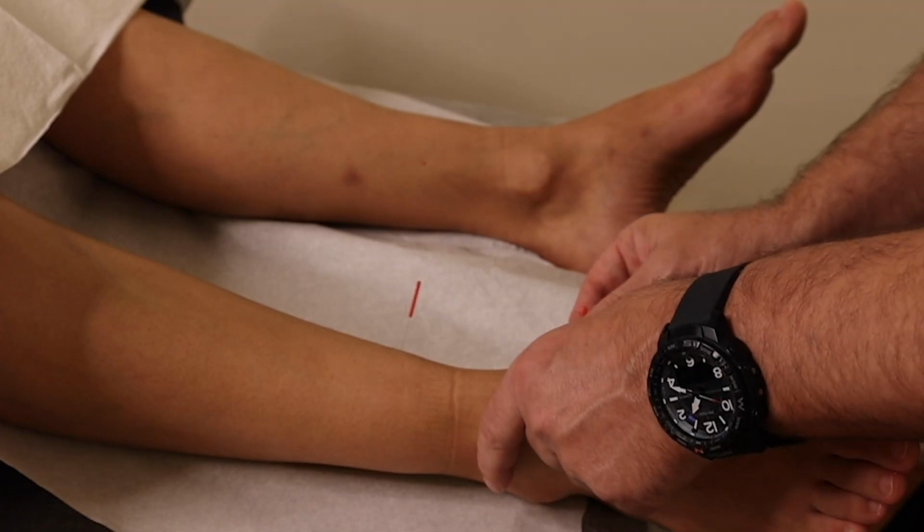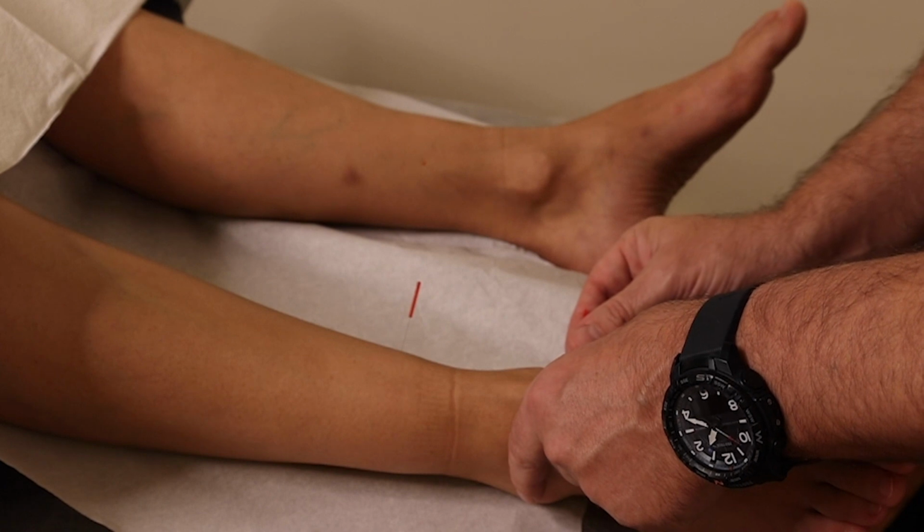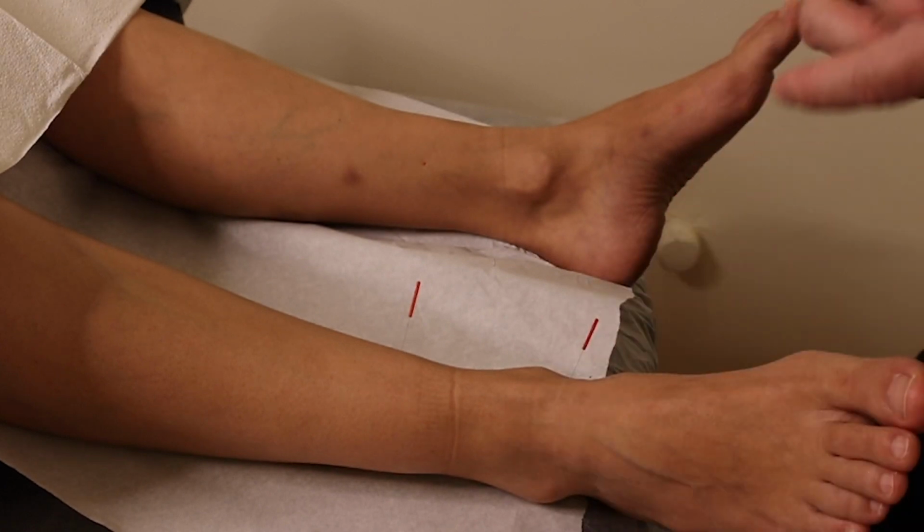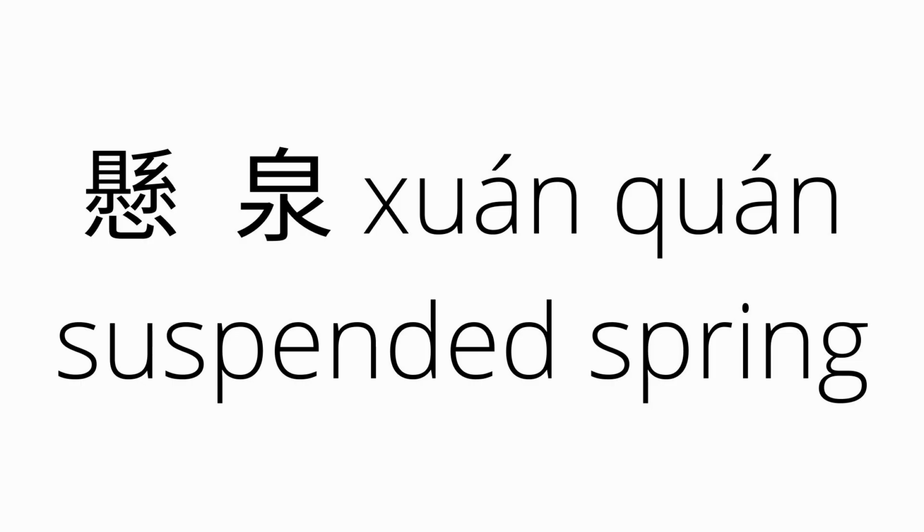We needle it under the tendon towards stomach 41 point. Thus, figuratively speaking, we are putting the needle into an envelope. An alternative name for this point is chuan, suspended spring, another anatomical inference.